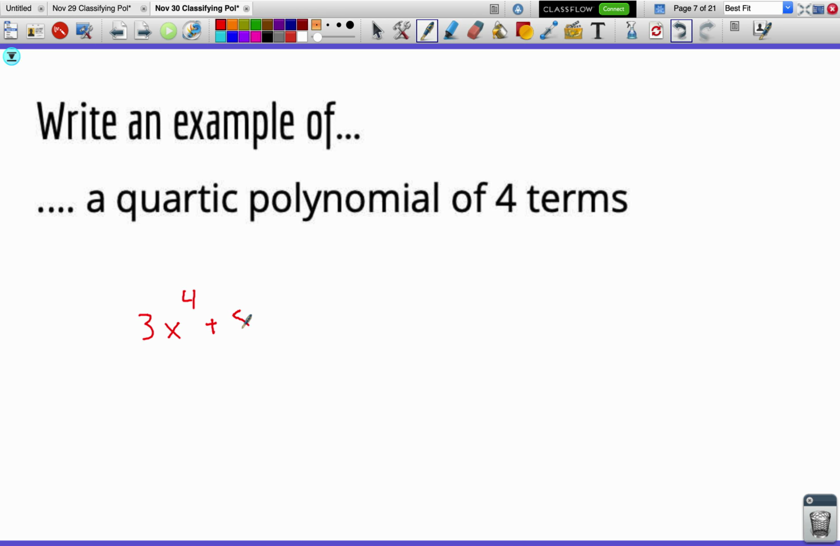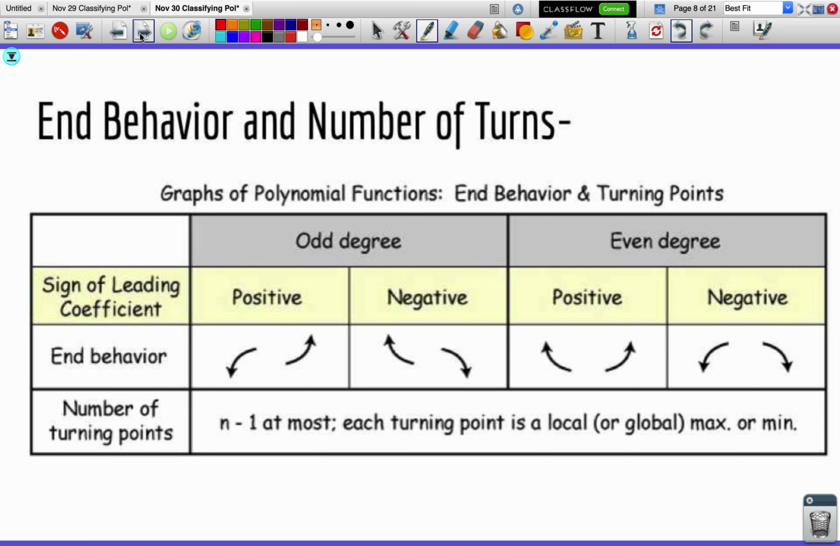So maybe I'll make this next one an 8x cubed. Now I've got 2 terms. The next one plus 9x, and then minus 5. And I've got 1, 2, 3, 4 terms. Biggest exponent is a 4. So this is a quartic polynomial of 4 terms.